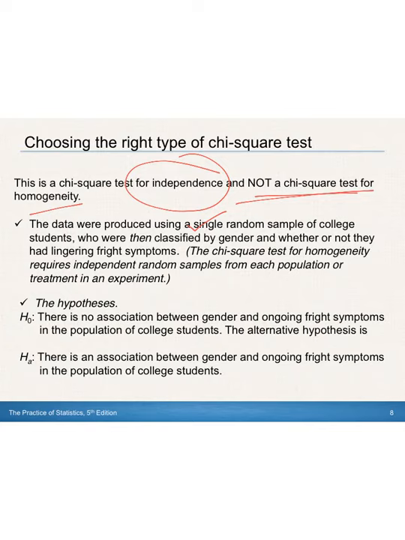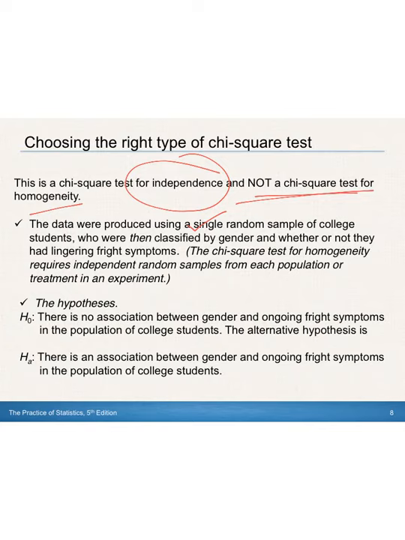The chi-square test for homogeneity requires independent random samples from each population. So if they asked only girls and pulled a simple random sample of girls, and only boys, a simple random sample of boys, then you could do homogeneity, but no one's going to collect data that way.